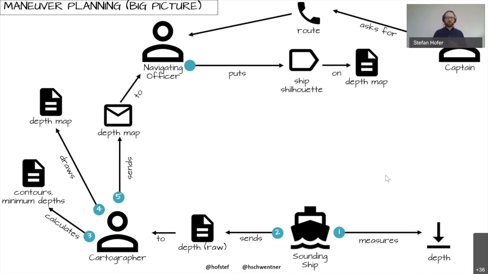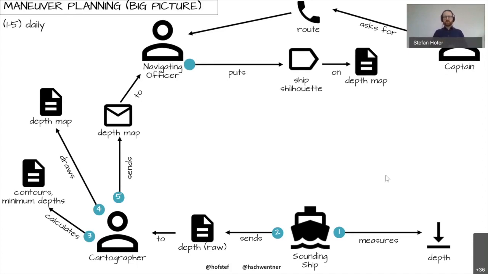And then usually I would say, okay, it's very interesting. So you do this once a year, or how often is it done? And then they say, well, the river always carries some sediments, and the depths are constantly changing. So some parts of the map are updated every day. This is basically a daily activity. And then the navigating officer says, and this is what I need to actually take the call from the captain. So they ask me for the route, and then I put the ship silhouette on the depth map.